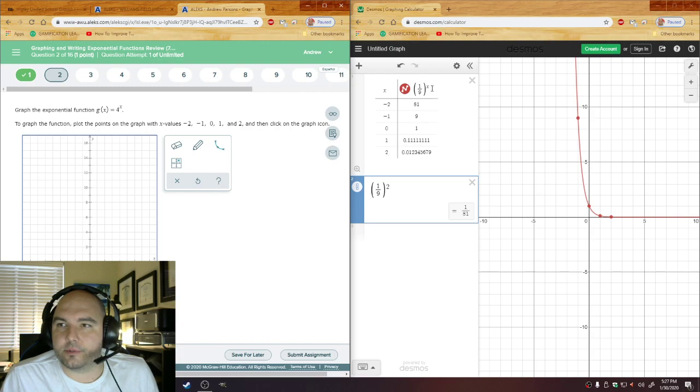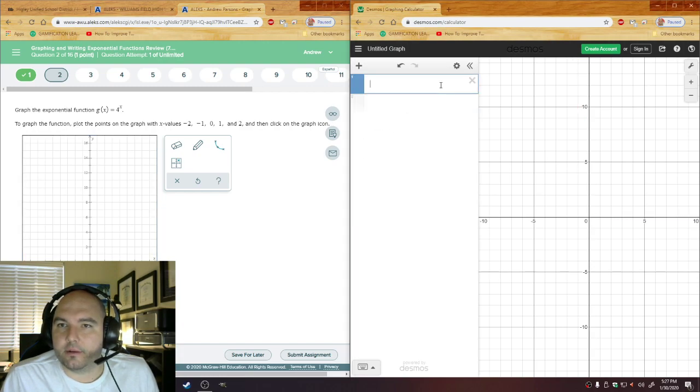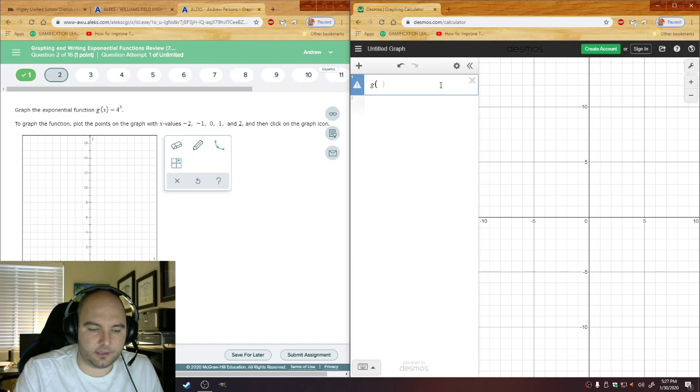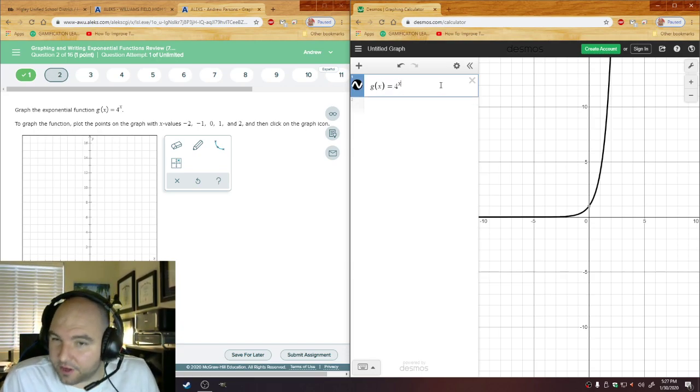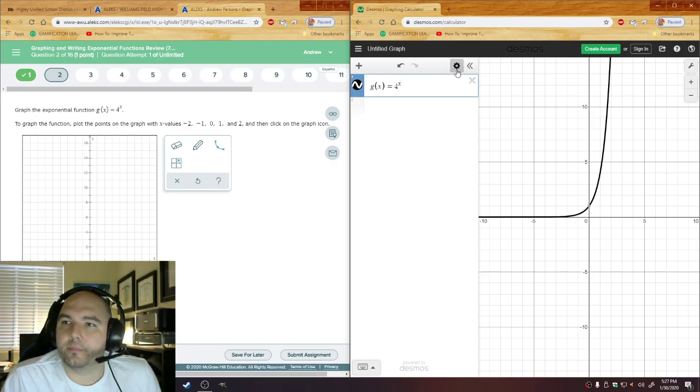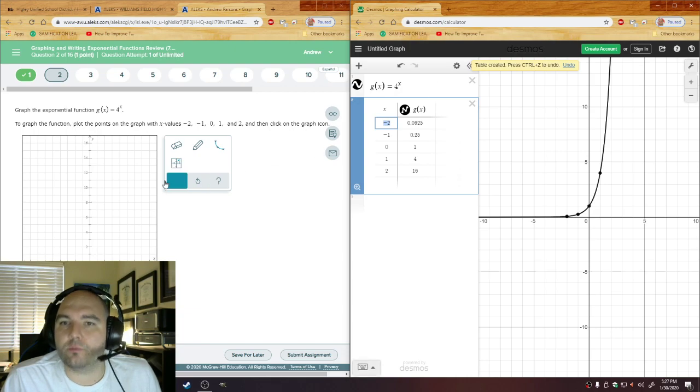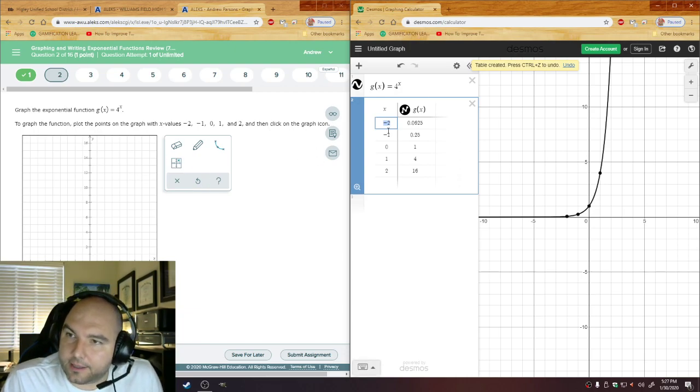Okay, so what I'm going to do is come back over here and type it in. Now you could type g of x equals 4 to the x. If you just want to type 4 to the x only, that's not wrong. You can totally do that. It's fine. I'm going to hit the gear and turn it to a table. And what do you know? You get -2 to 2, which are the exact 5 points they want you to graph.